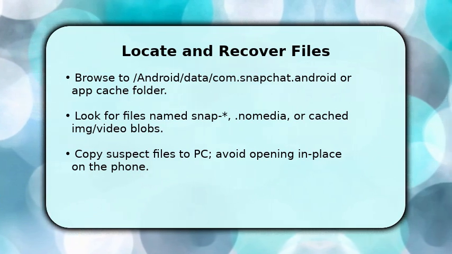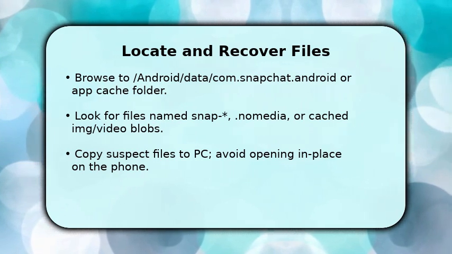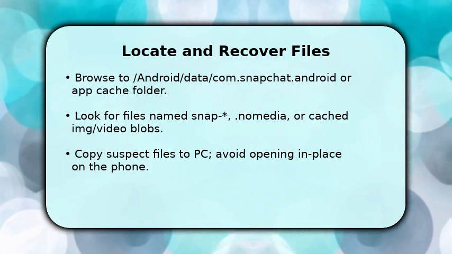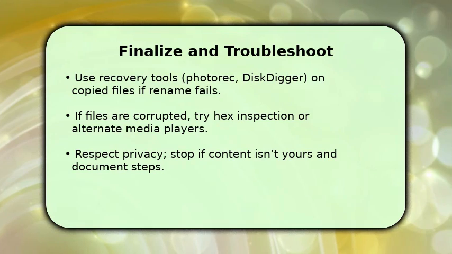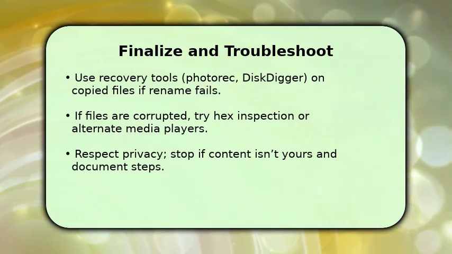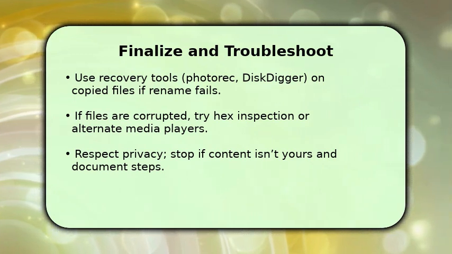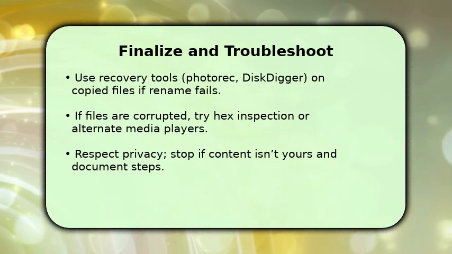Once copied, try renaming extensions to JPG or MP4 and open with a reliable viewer. This often reveals content that Snapchat didn't explicitly save to memories. To finish, run specialized recovery tools like PhotoRec or DiskDigger on the copied files if a simple rename didn't work, because they can rebuild headers and restore fragmented images or videos.